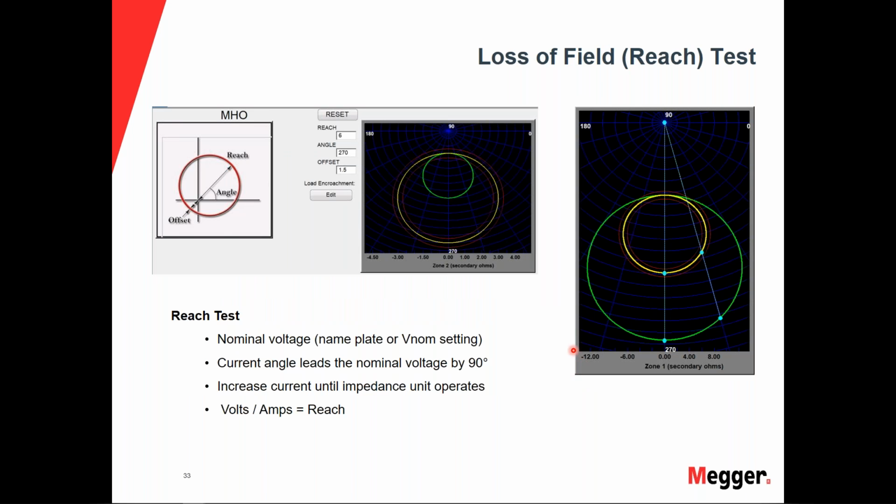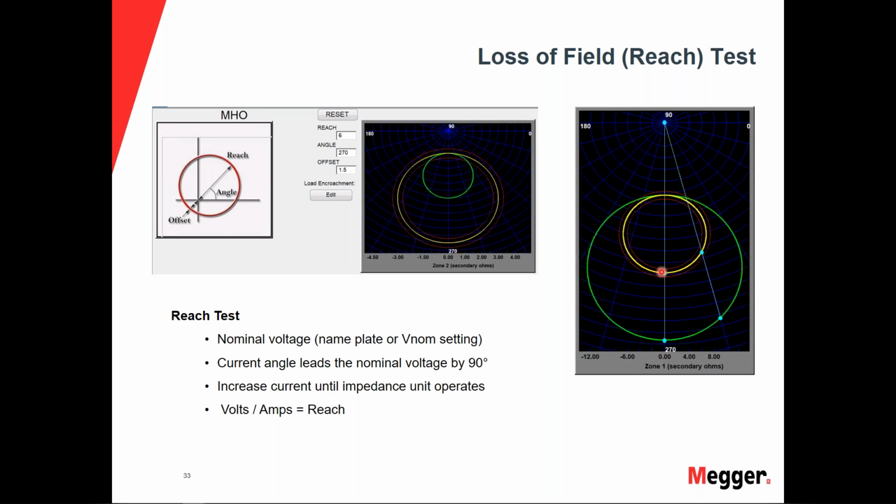So for the reach test, we're still using the Mho circle here. That is actually from the settings. We'll apply settings in the program for the test plan. We'll apply the settings that we need, and we'll put it into the test. If you can, test with nominal voltage. If that's not a possibility, sometimes you have to decrease the voltage. Sometimes you have to just mess with it a little bit so you can get it within the zone of protection. And then we want to increase the current until the impedance operates, right?